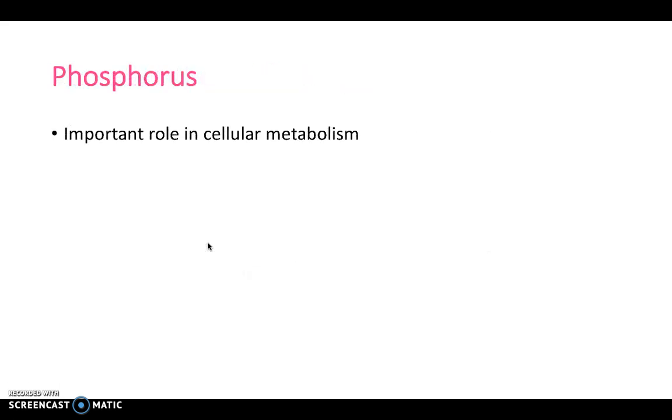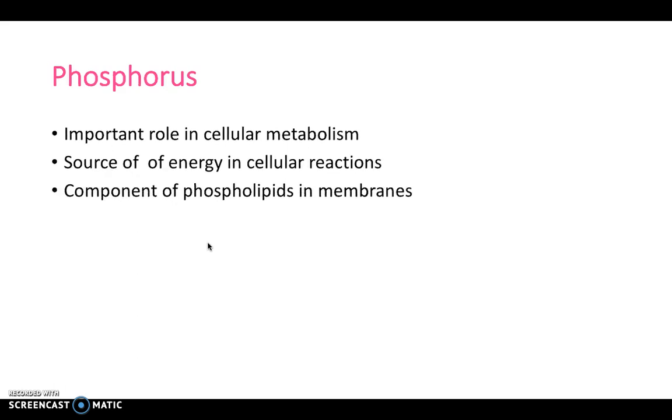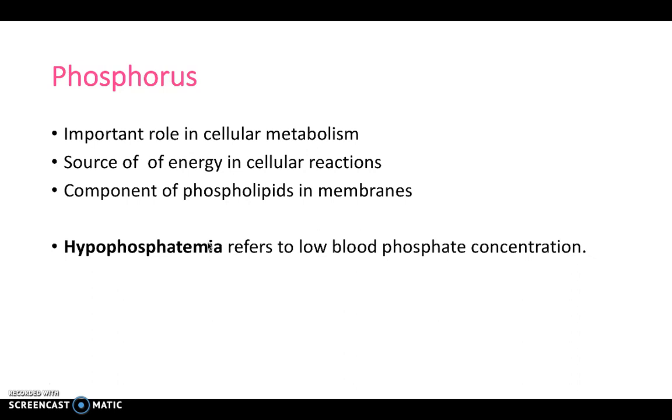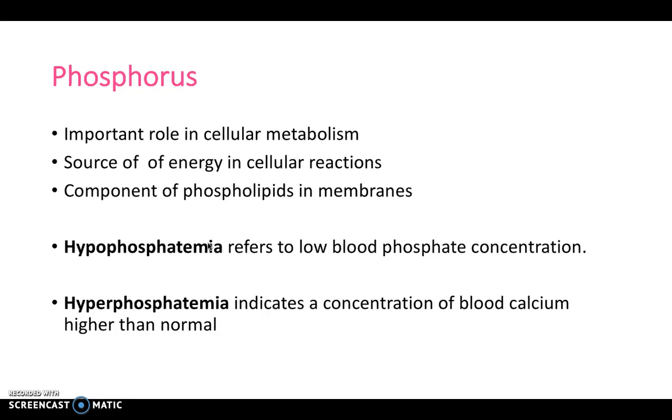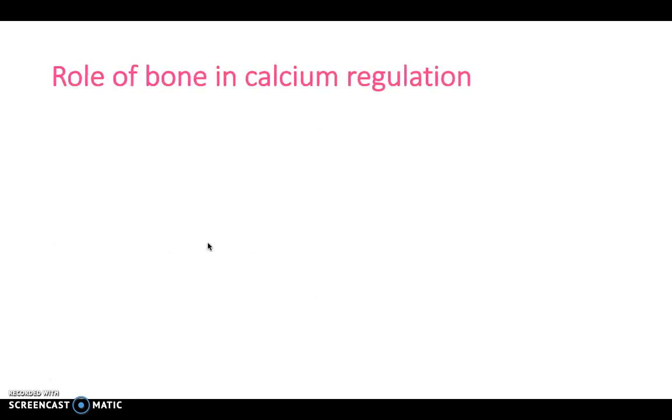Having talked about calcium, now let's think about phosphorus, and this is an important role in cellular metabolism, and it's a source of energy as well in cellular reactions. It's also found in membranes, so hypo and hyperphosphatemia refer to the low and high levels in blood concentration.